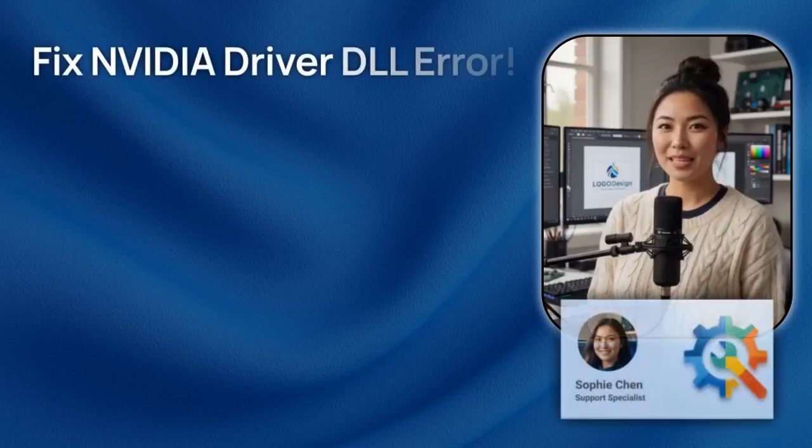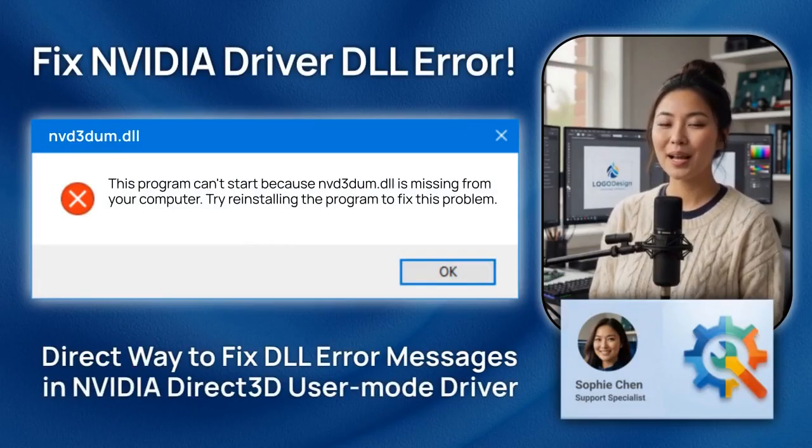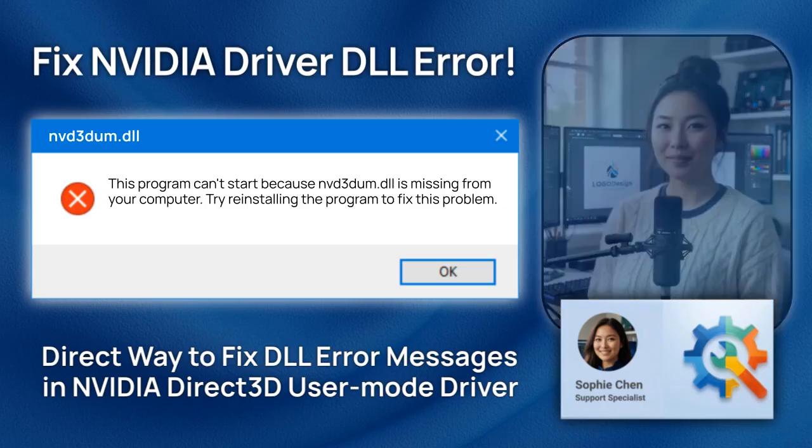Is your productivity stopped because NVIDIA Direct3D User-mode Driver can't find the NVIDIA 3D DLL? I'm Sophie Chen, a senior Windows support engineer. Let's identify the gap and fix it with an automated solution.